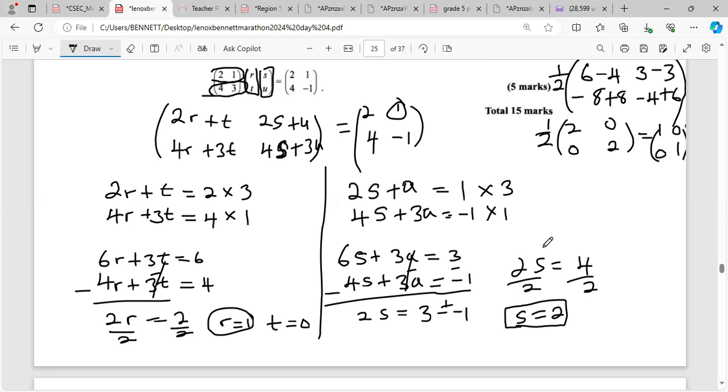So S equals 2, and then we can put 2 in 2S plus U equals 1. We use that equation. So we have 2 times 2 plus U equals 1. So 2 twos are 4, plus U equals 1. So that is 1 minus 4, U equals -3.